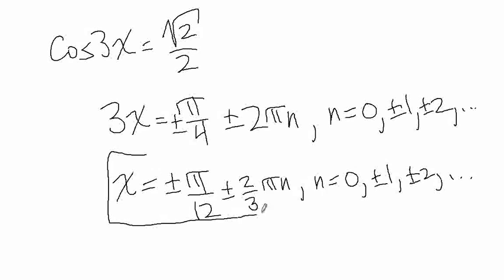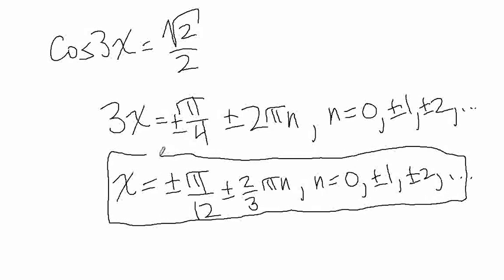Okay, so there you have it. X is equal to plus or minus pi over 12 plus or minus 2/3 pi n. All right?